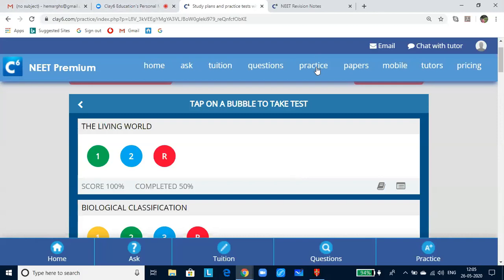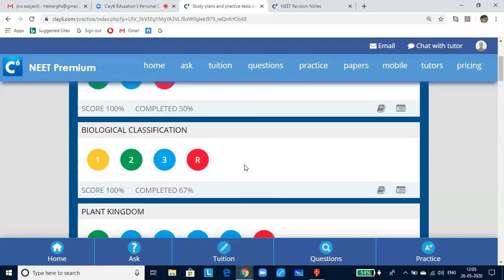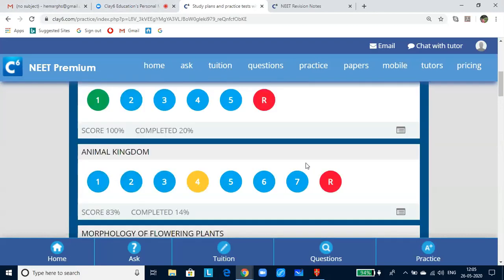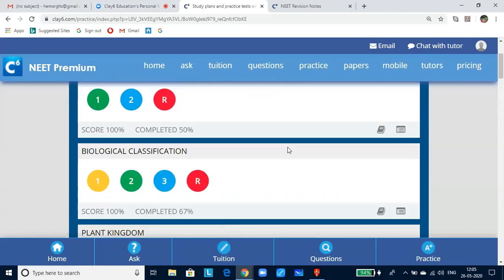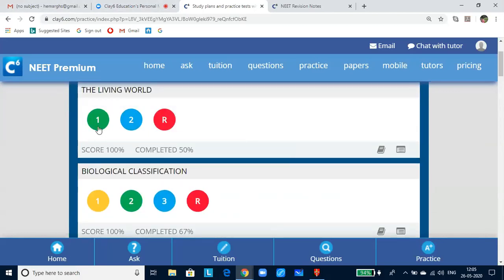So you just click on the practice button after going to the clay6.com page. You will find a lot of tests here. Chapter wise tests are here. And here if you look at it, each bubble is a test. If you have seen a green bubble, it means you have completed the test.